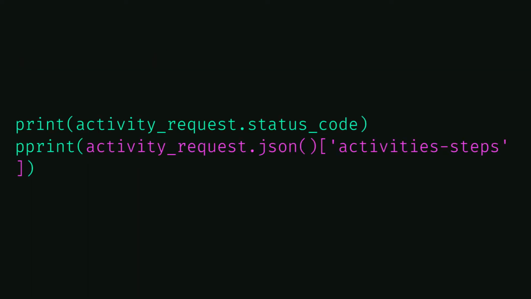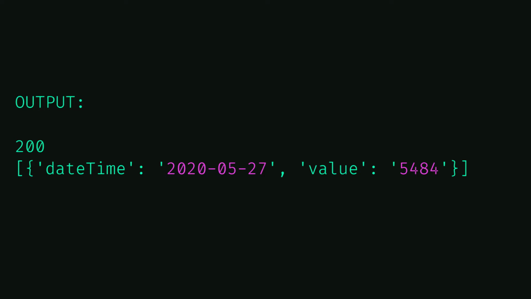Once I've retrieved the request object, I print the status code to better understand what went wrong if anything did. I then, using the pprint library, print out the JSON of the object, but I specify that I only want to return the activities-steps portion of it and not the intraday portion of the JSON object. Finally, the return object gives me a JSON object with the date and time and the value of the steps, 5,484. So that was a basic look at getting your daily step count with the Fitbit API.